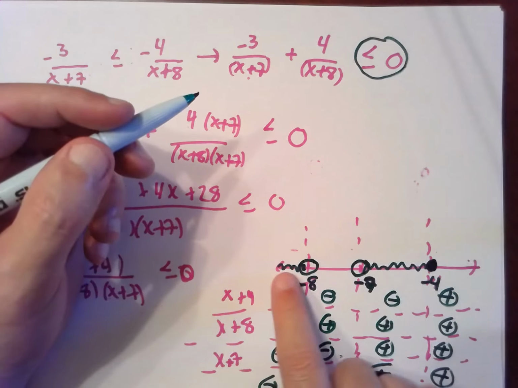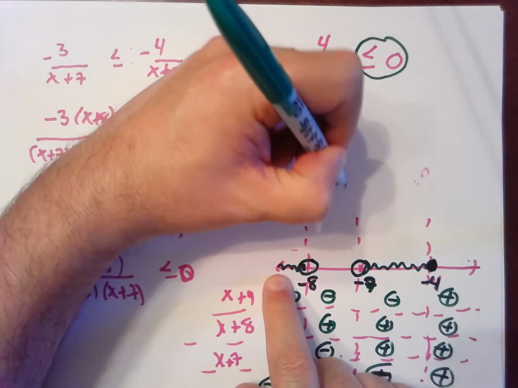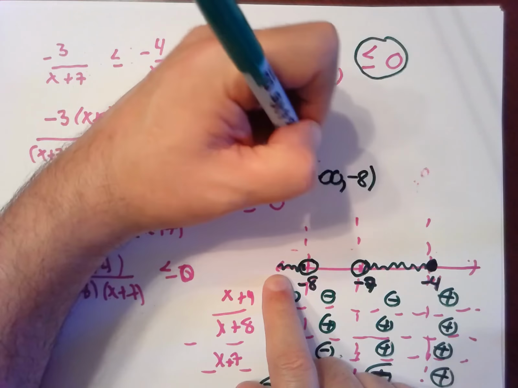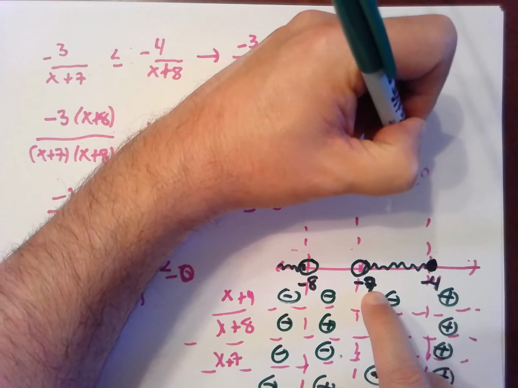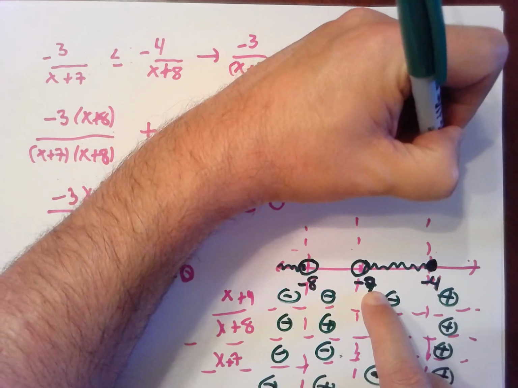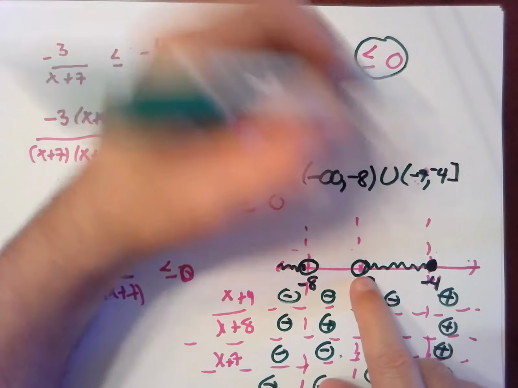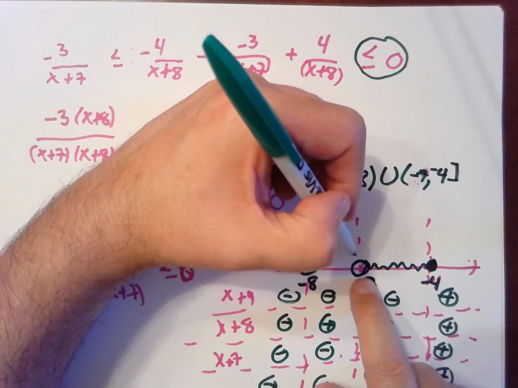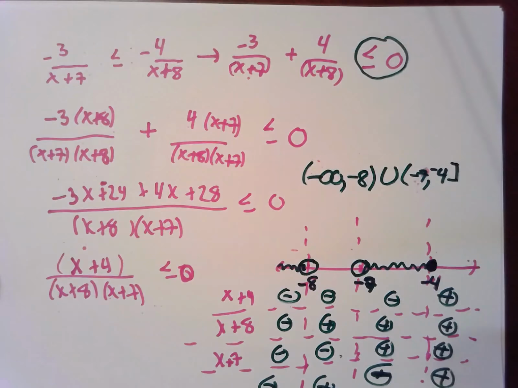Okay, so my answer is going to be all this stuff below -8, negative infinity to -8. He's a parenthesis because of the open circle. And then -7 to -4. He's open circle because he was in the bottom. The -4 is a bracket because he was on top.